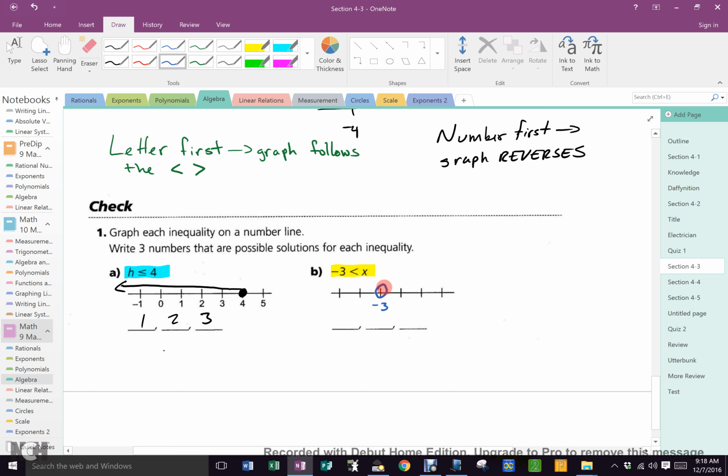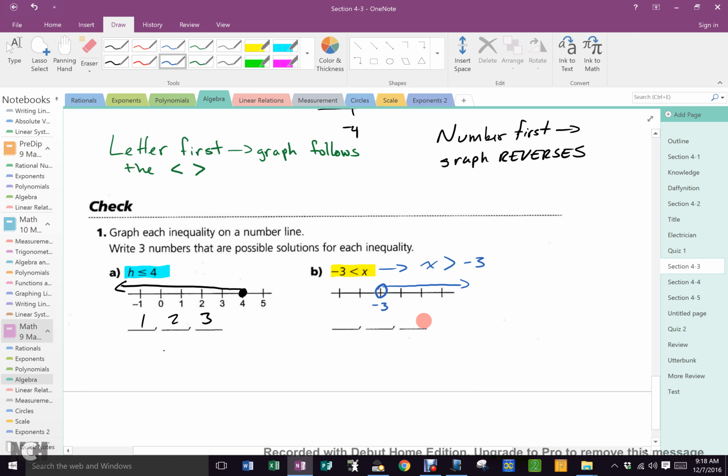To the right, because this says negative 3 is less than some number, which means that some number is greater than negative 3. If you can't remember that, what's the shortcut? Number first, so I reverse the sign.